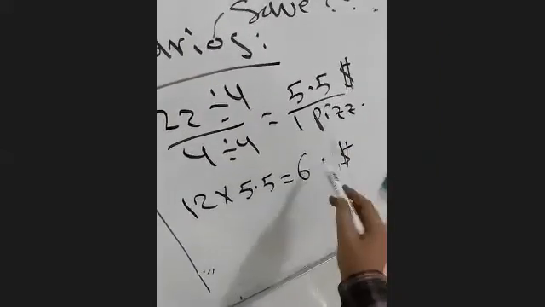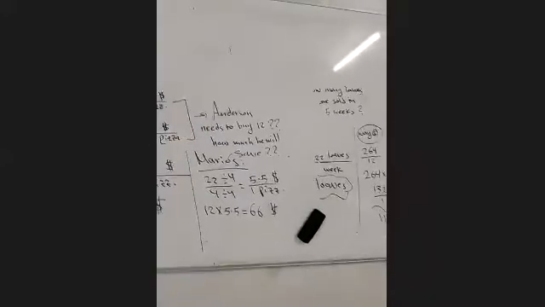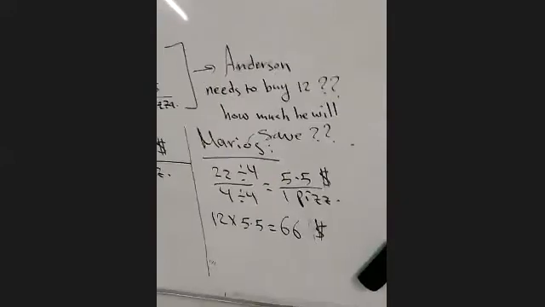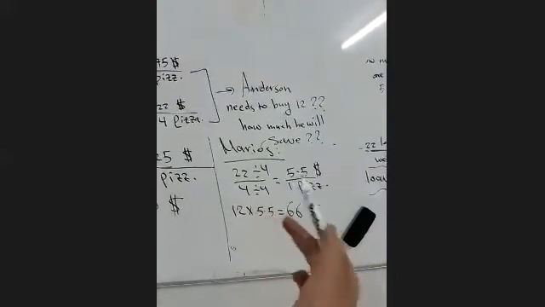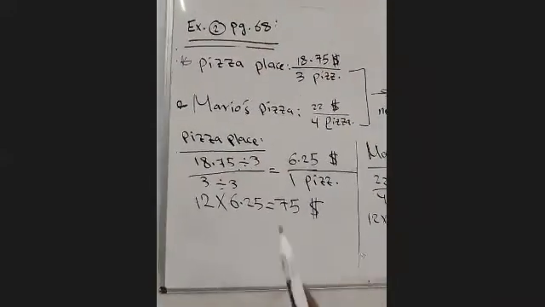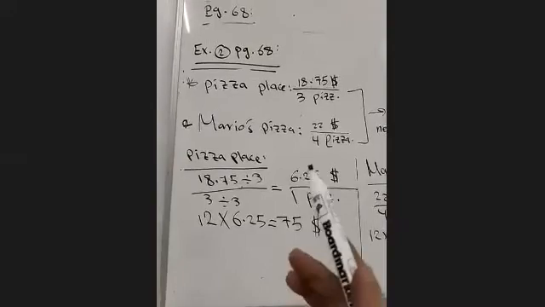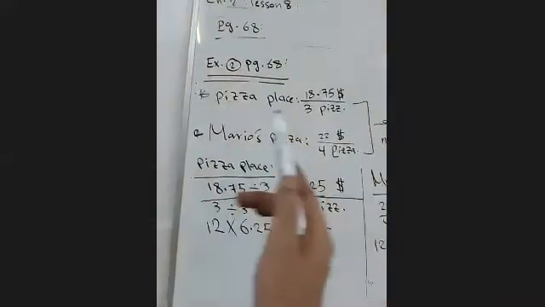No, Mr., 66. Are you sure? Make it, you will get 66. 12 multiplied by 5.5 is $66. Now $66, guys, is the price of the 12 pizzas in Mario's shop. But here, $75 is the price of the 12 pizzas in Pizza Place.